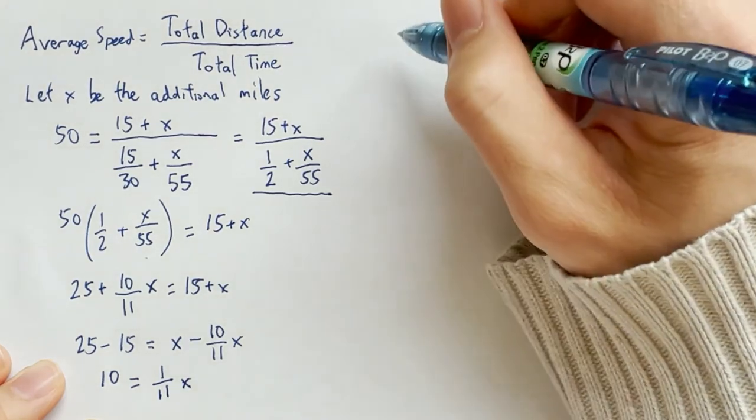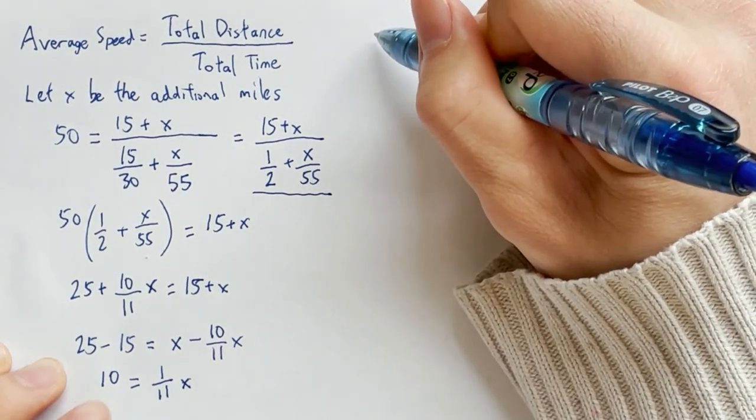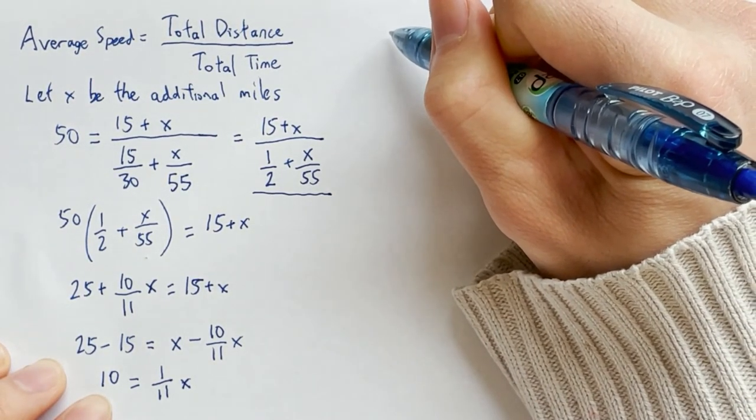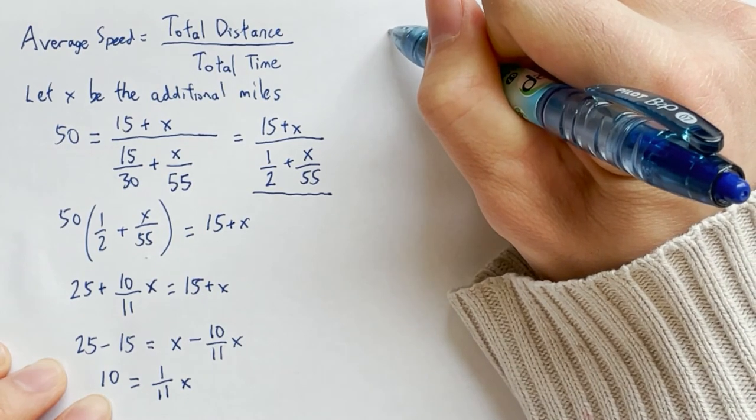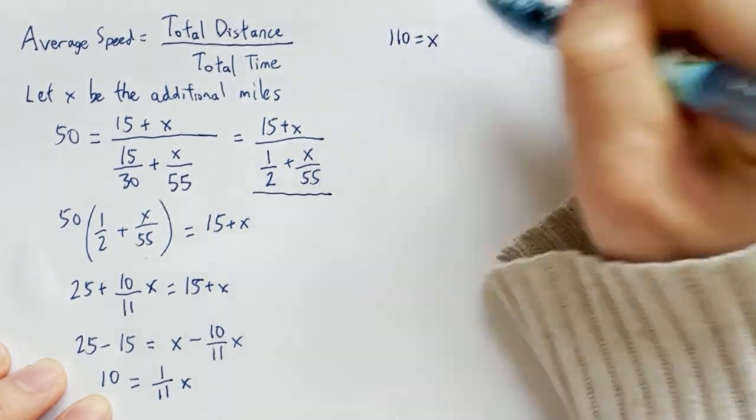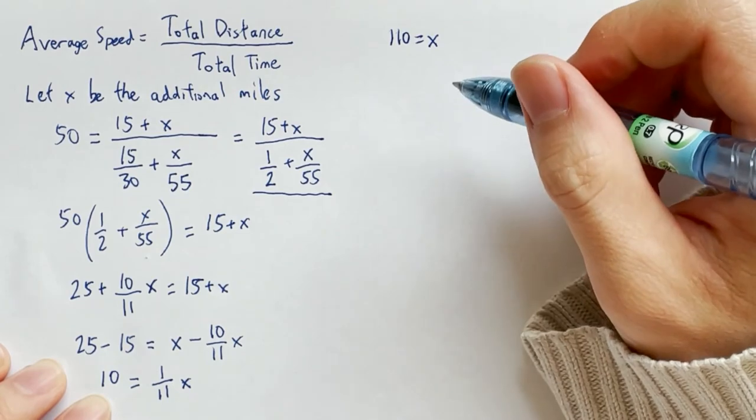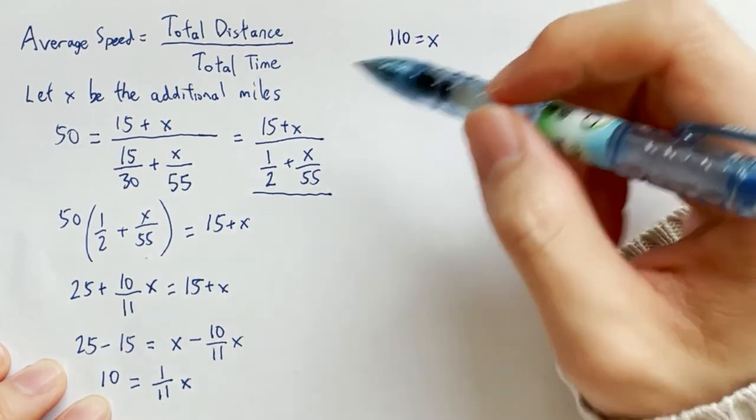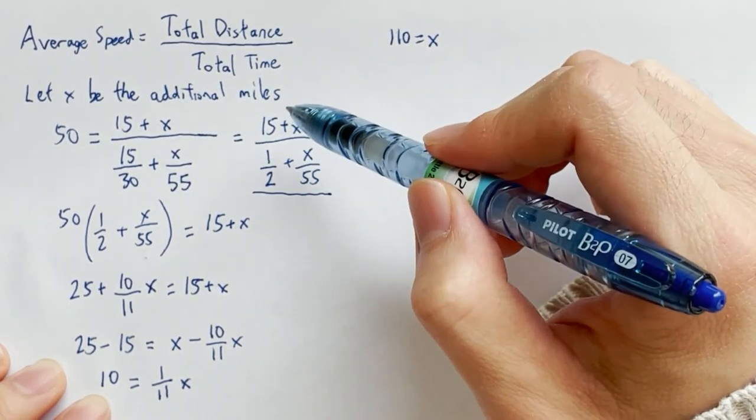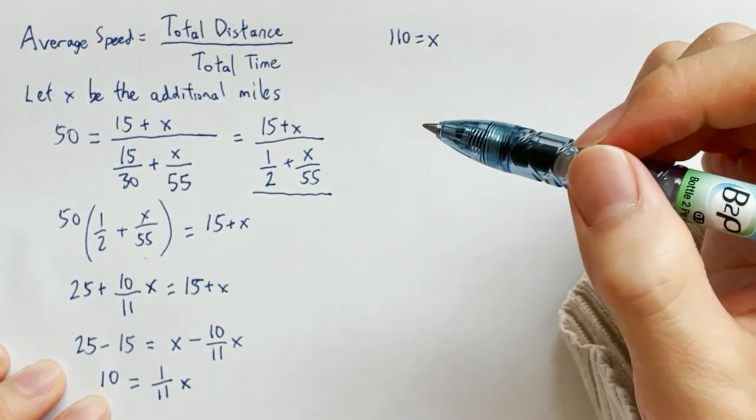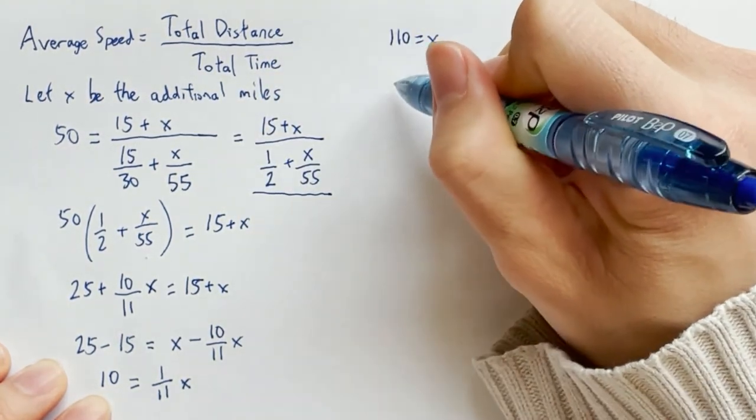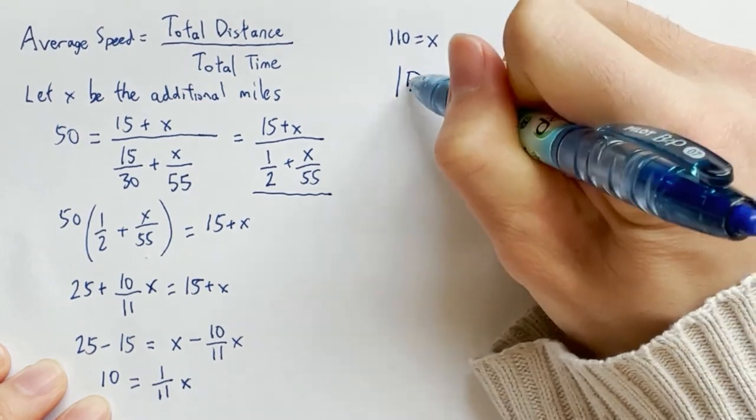And jumping over to the right side here, we can solve this last line by multiplying both sides by 11, and we're left with 110 equals x, or x equals 110. And here we see what x represented. It was the additional miles that he had to travel, which is exactly what we needed to find in this question. So therefore, 110 is the answer, and we can circle D here.